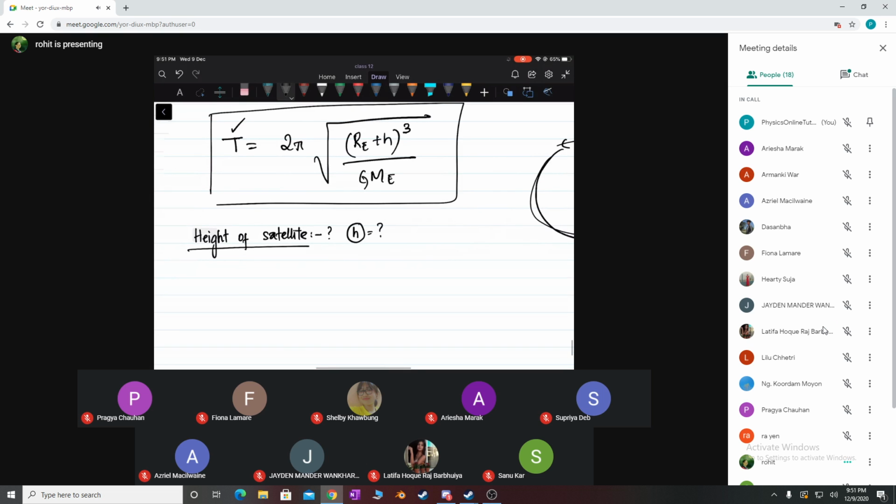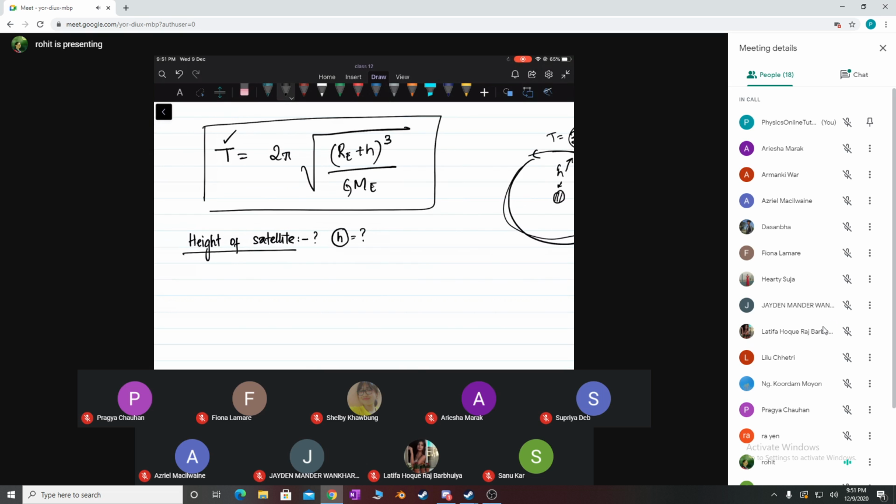So just check. I want to isolate height and get the height. For that, I'm going to square both sides because I need to remove the root. Otherwise, I'll not be able to write h equals to how much. So to remove the root, I'm going to square both sides. When I square both sides, I'm going to get T square equals to 4 because of 2, pi will be pi square, and this whole root will be gone. So I'm going to get (RE plus h) whole thing cube, and then I'm going to get GME.